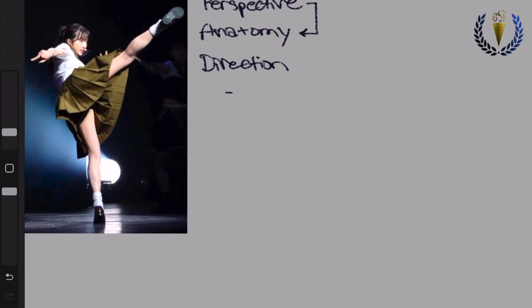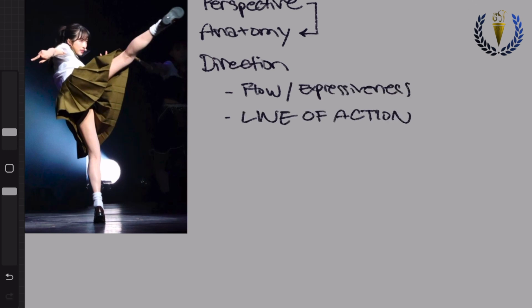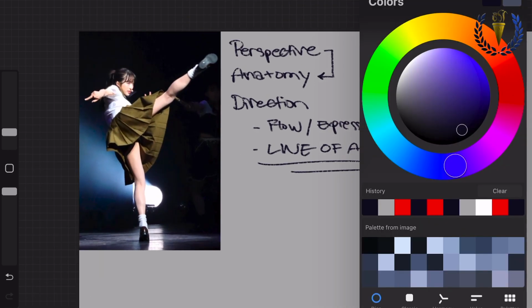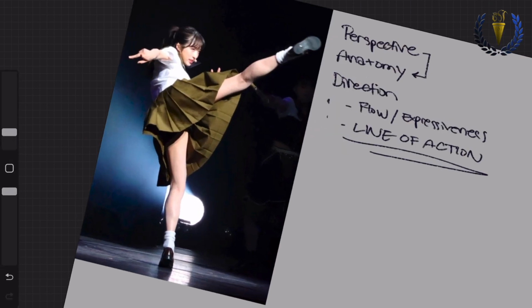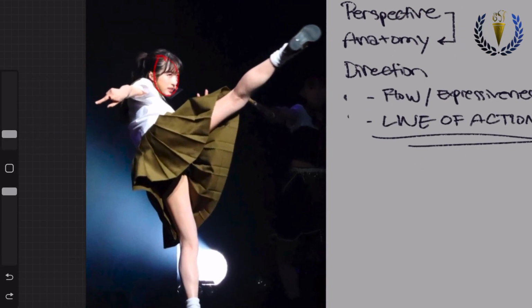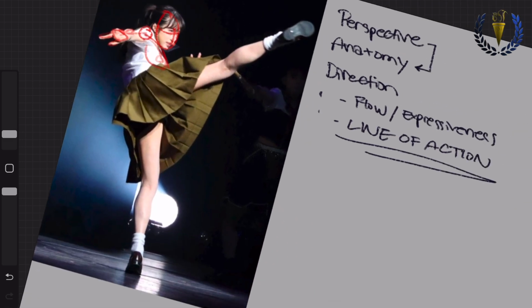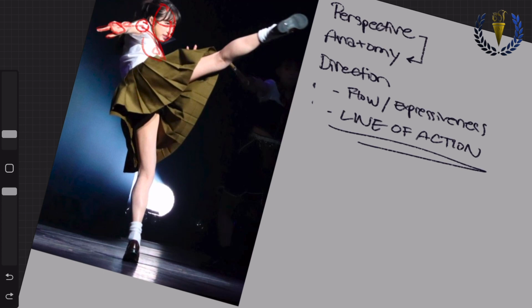Under this category of direction are two very important things, which are flow or expressiveness, as well as the line of action. The line of action is essentially the main line of movement or action in a pose. It gives a lot of information about how the body's weight is distributed and how it's moving. A lot of artists use this as a technique to stay loose in the beginning and make sure the movement of the pose is expressed and they aren't being too stiff.